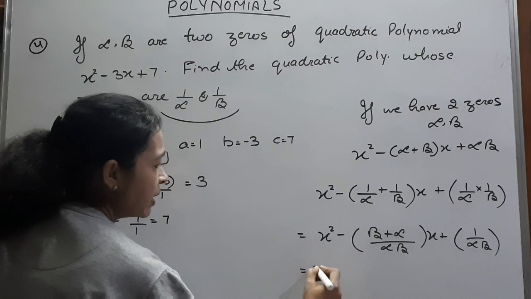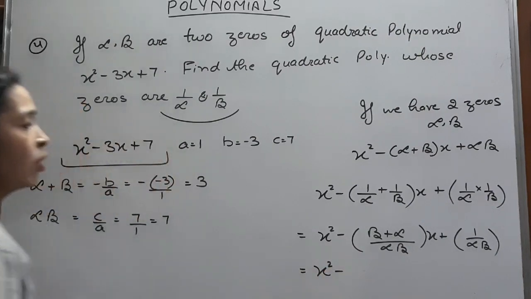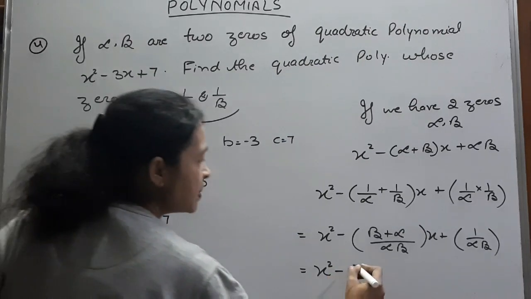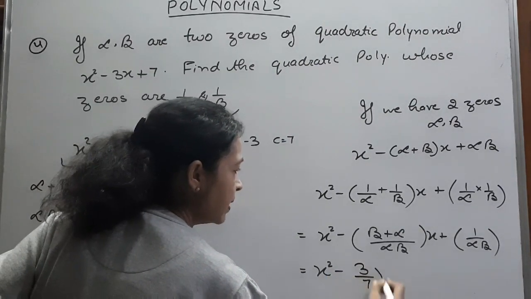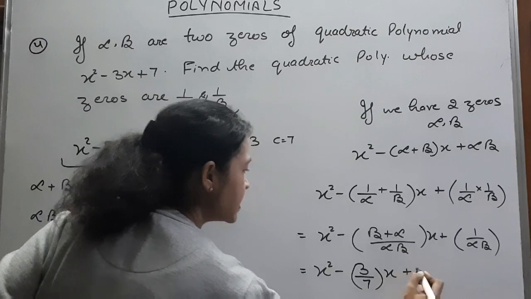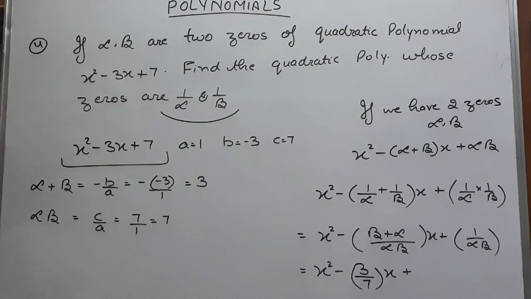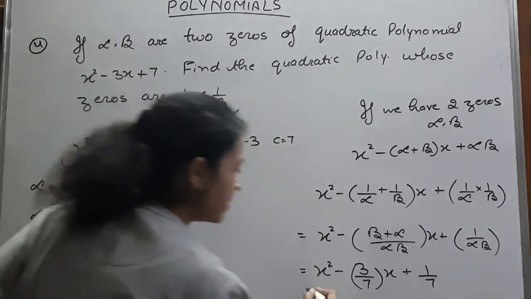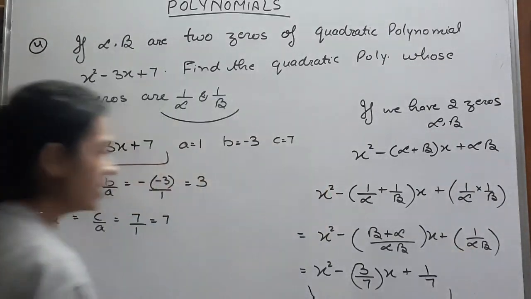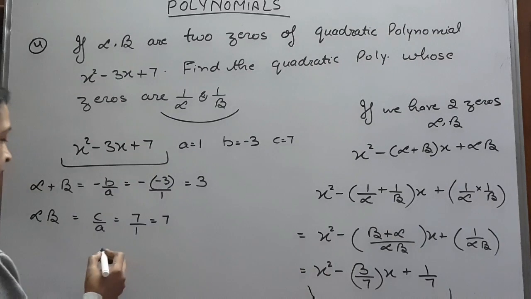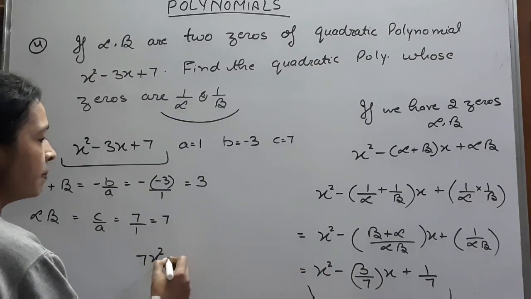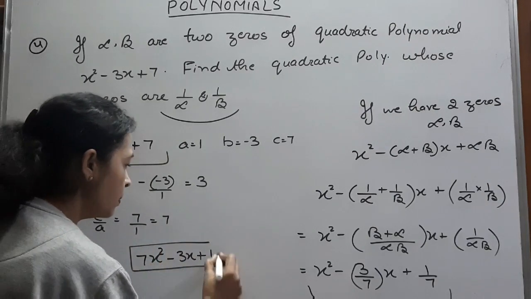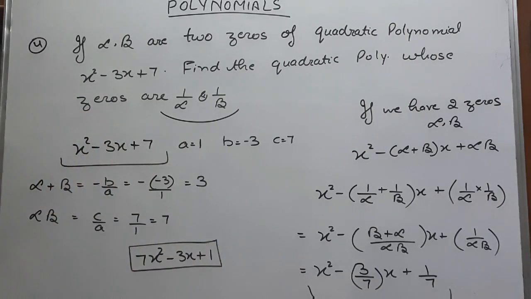Now putting our values in the next polynomial, x square minus alpha plus beta. What is alpha plus beta? 3 by 7 x plus 1 upon alpha beta. Alpha beta we have 7, so this is 1 upon 7. We can write this polynomial taking 7 as LCM: 7x square minus 3x plus 1. This is our quadratic polynomial.